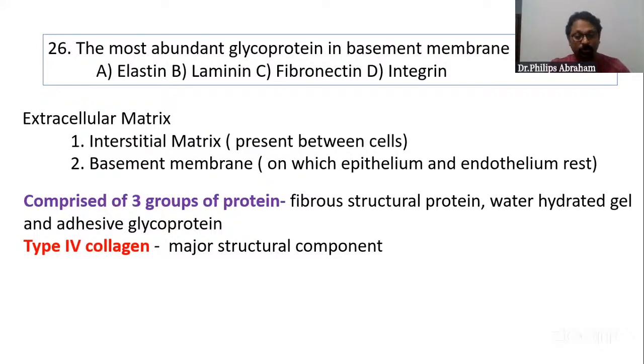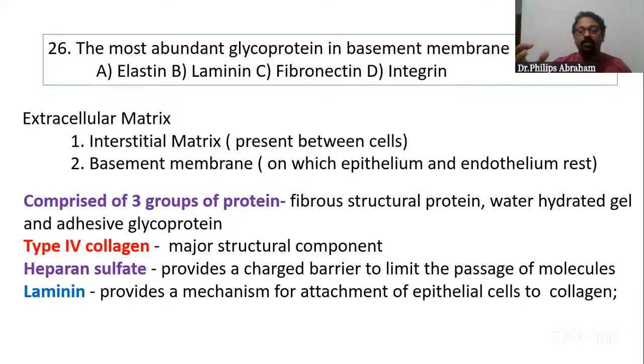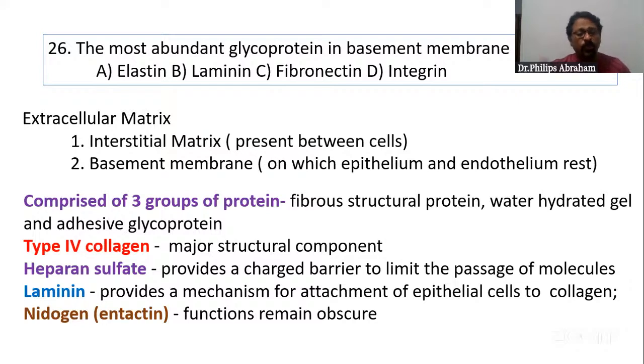It contains mainly 3 groups of protein. One is our fibrous protein. This is mainly our collagen. Then a water hydrated gel. That is nothing but our heparan sulfate, which provides a charge barrier to limit the passage of molecules. We have something for the glycoprotein for the attachment of the cells. That is laminin. It provides a mechanism for the attachment of epithelial cells to the collagen. Also, we have nidogen or entactin. The function we don't know exactly, but we say it along with laminin helps in the process.